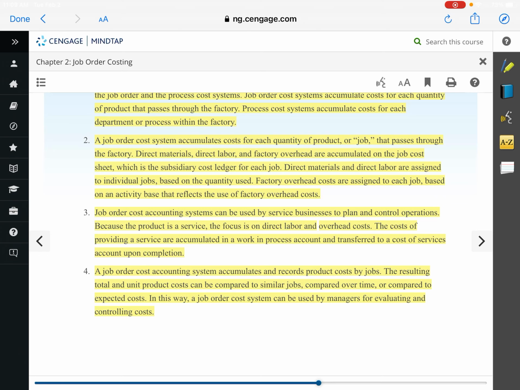Okay. Number 3, job order cost accounting systems can be used by service businesses, which is what we just talked about, to plan and control operations. And because it's a service, the focus is on direct labor and overhead instead of materials. The cost of providing that service are accumulated in work in process, and then once finished, you transfer it to the cost of services account.